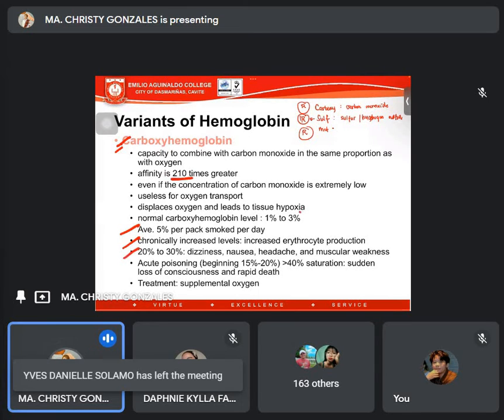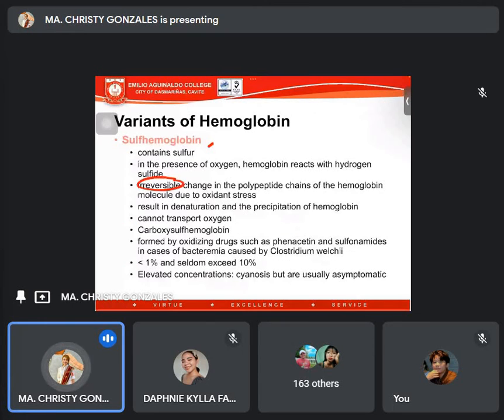So normally 1 to 3%, and for smokers, an average of 5% per day is produced. Then at 20 to 30%, the patient will experience nausea and vomiting, and at 40%, that's when the patient will have loss of consciousness, and even death could arise. Okay, and then sulfhemoglobin, as I've mentioned, reacts with hydrogen sulfide. It's irreversible. Okay, it's irreversible.